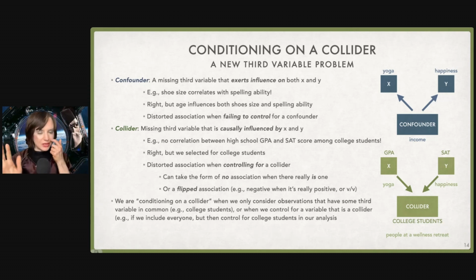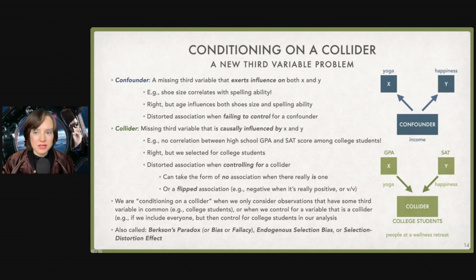So, to put this in more words than we need, and I'm going to keep giving you examples of this, we are conditioning on a collider when we only consider observations that have some third variable in common. For example, college students. Or when we control for a variable that is a collider. For example, if we include everyone, but then control for college students, say with a dummy variable in our analysis. You may come across this called slightly different names. So we've got Berkson's paradox or Berkson's bias or fallacy, endogenous selection bias, selection distortion effect. It's been talked about in a number of different ways, but not talked about enough.